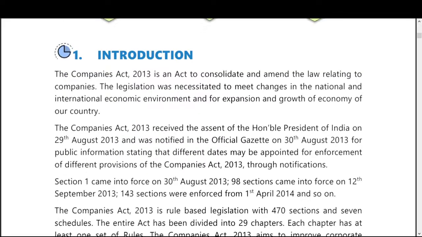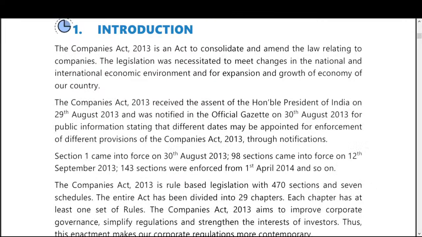The Companies Act 2013 received the assent of the Honorable President of India on 29 August 2013 and was notified in the official gazette on 30th August 2013 for public information, stating that different dates may be appointed for enforcement of different provisions of the Companies Act 2013 through notifications. Section 1 came into force on 30th August 2013, and 90 sections came into force on 12th December 2013.